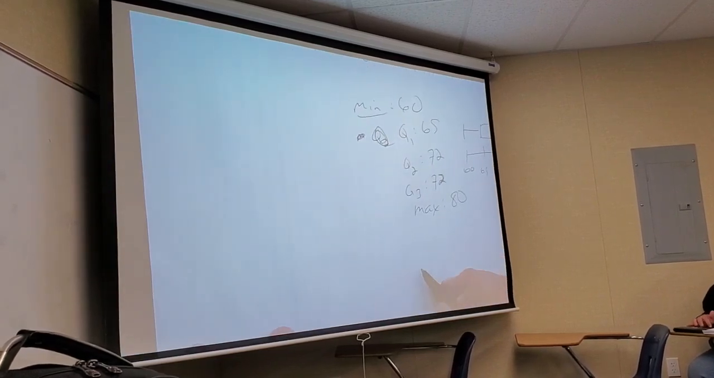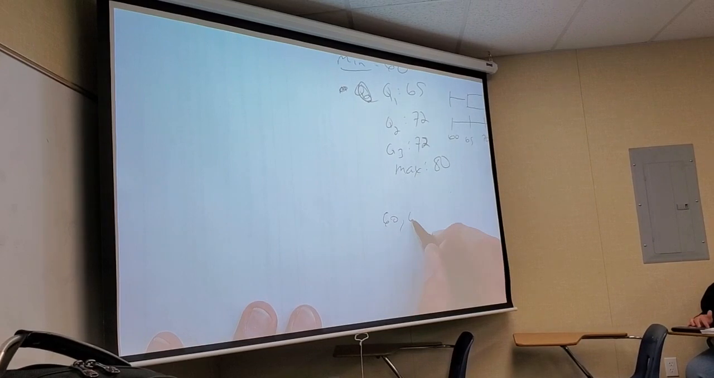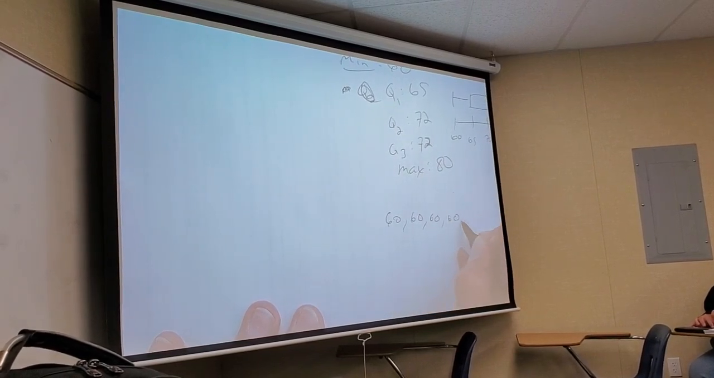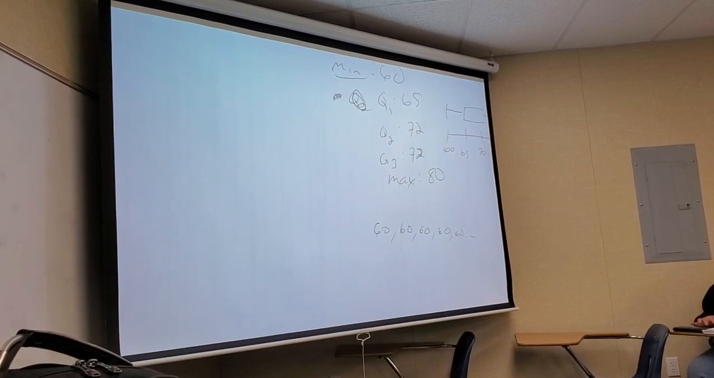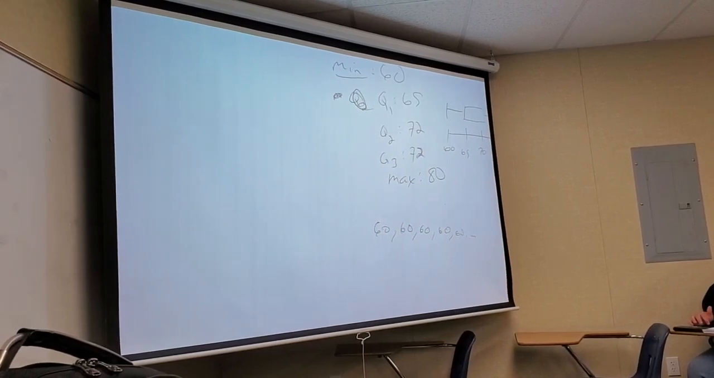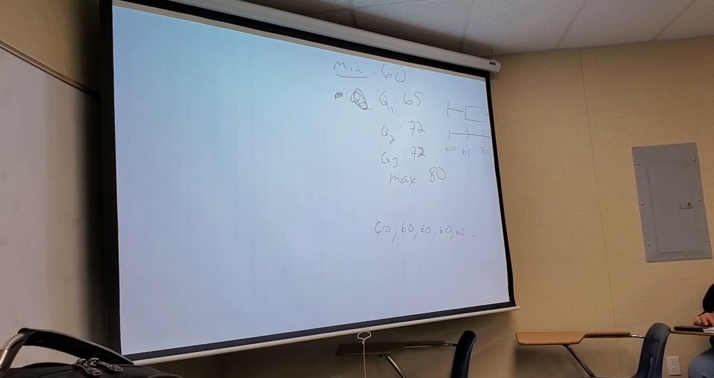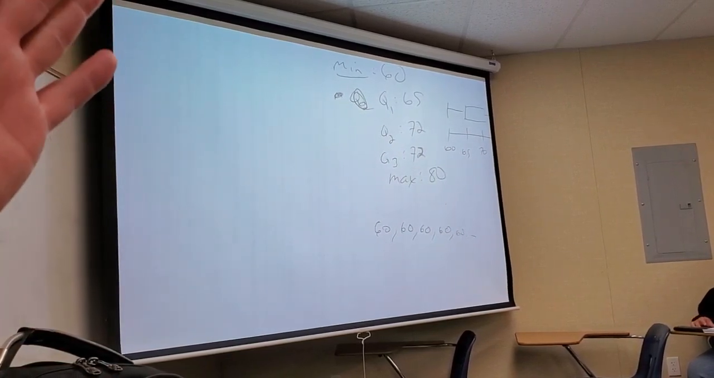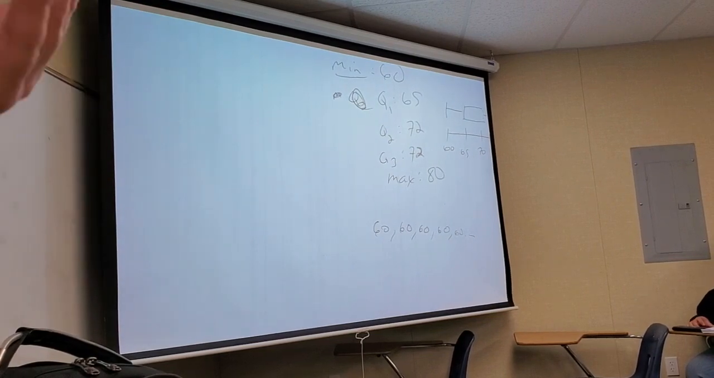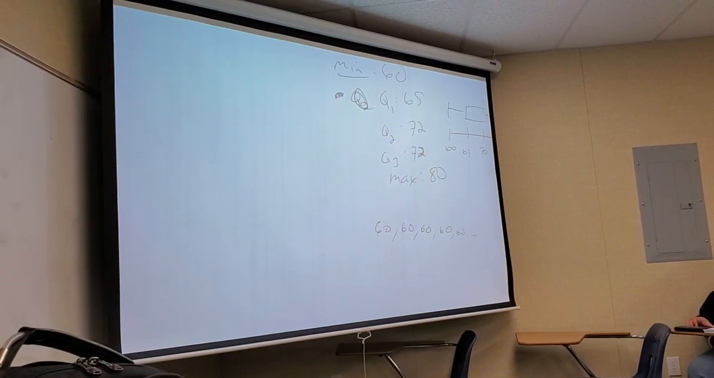What if my data look like this? 60, 60, 60, 60, 60, nothing but 60s. Would I ever make a box plot out of that? No. What's the best visual? No visual. Just say they're all 60s. That's all you got to know, right? There are so many repeats, there's no point to the box plot.